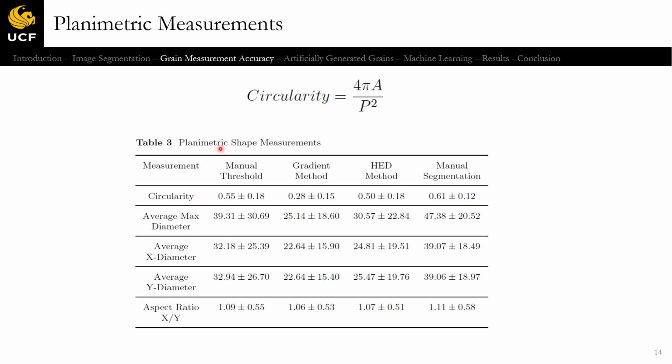So here's some more measurements that we can get from planimetric 2D methods, and that is circularity. The formula for circularity is right here, 4 pi A over P squared. The average max diameter, the average x diameter, the average y diameter, and then the aspect ratio. In this case, for this work, it's a BJT printer, so the grain boundaries are mostly equiaxed. They are not elongated in either the x or y direction, so there's not big differences in the aspect ratio. They're all right around 1.